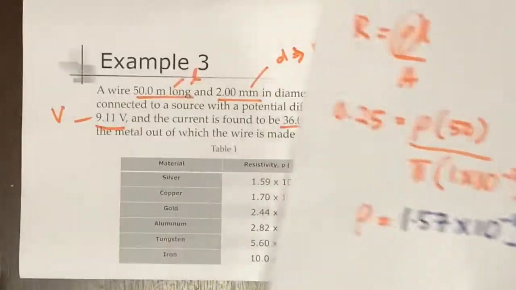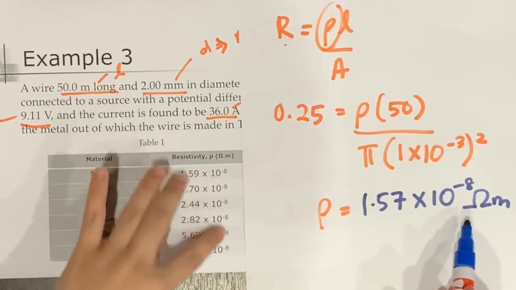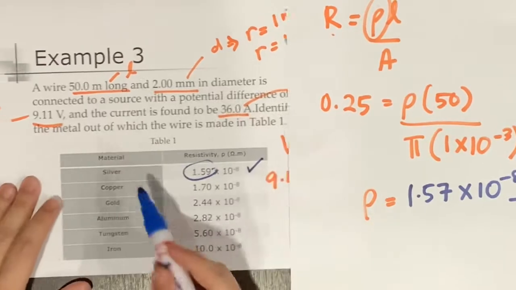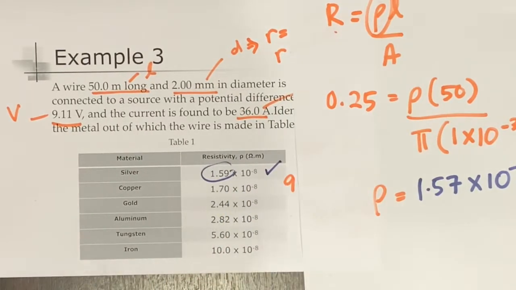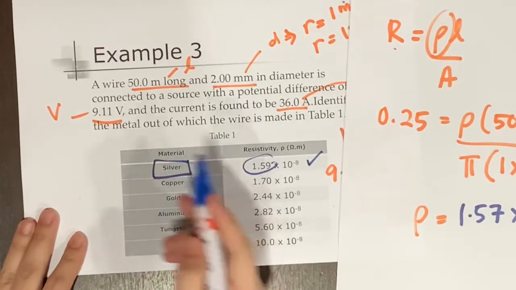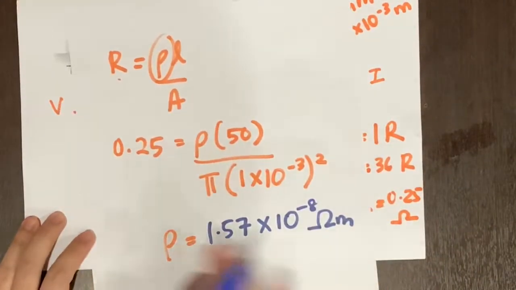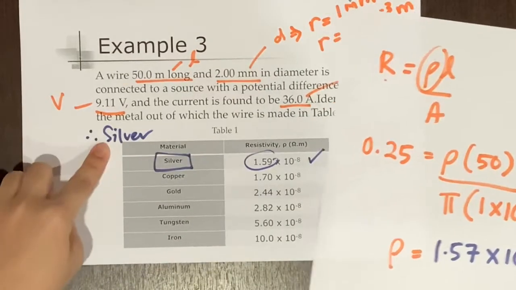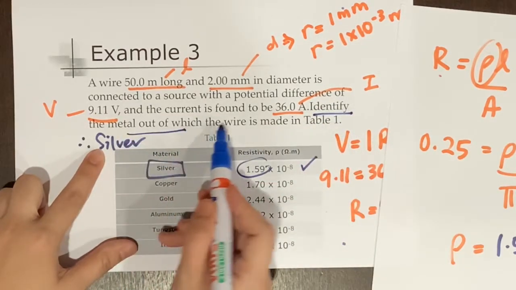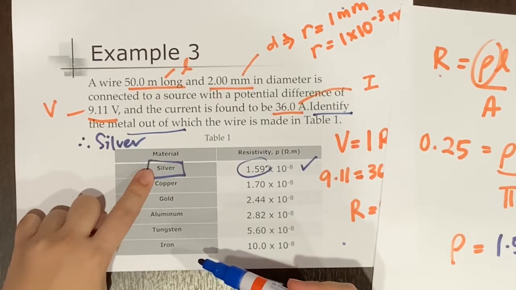So which one is similar to this answer? 1.57 times 10 to the negative 8. All are 10 to the negative 8, 1.57. So the first one here is correct, right? It's not exactly correct, but it's approximately this value. So please conclude the answer is silver. After you do all the calculation and all the steps here, please conclude silver, because this is the answer. Identify the metal out of which the wire is made: the wire is made of silver.